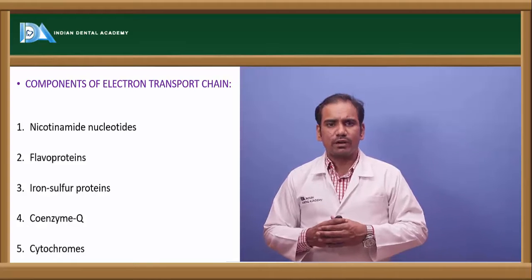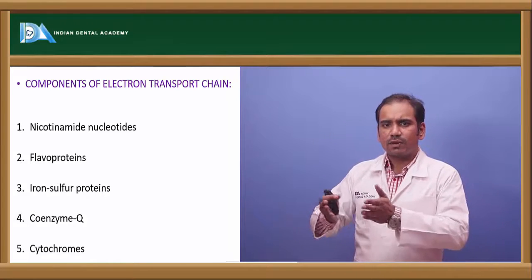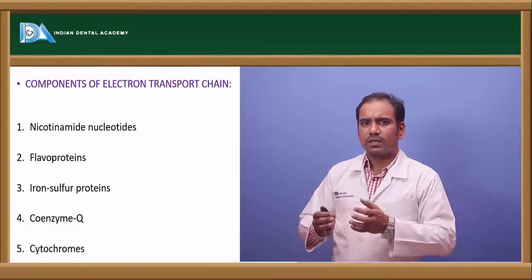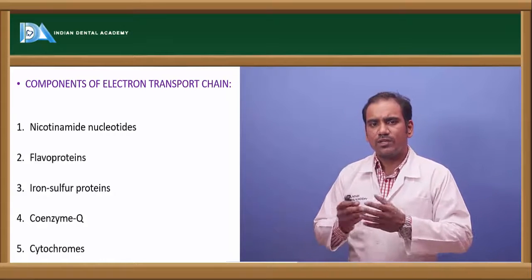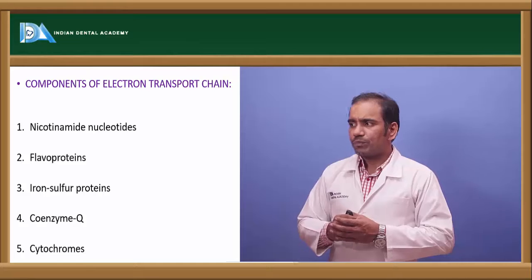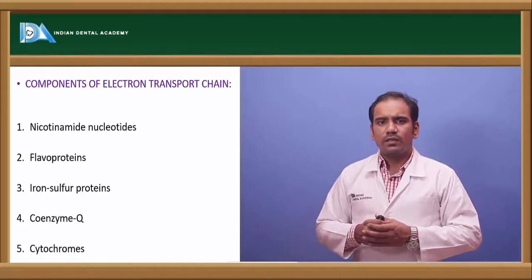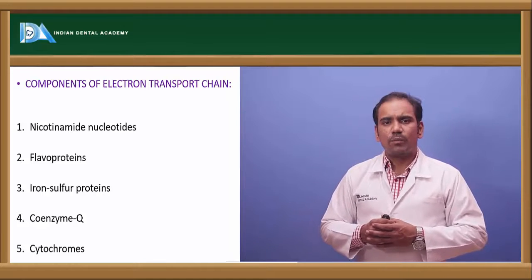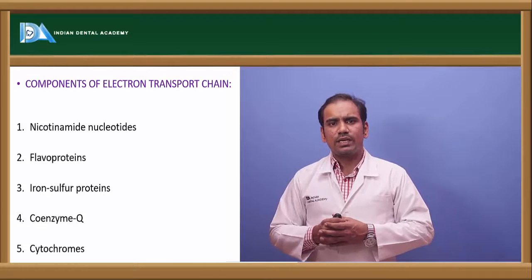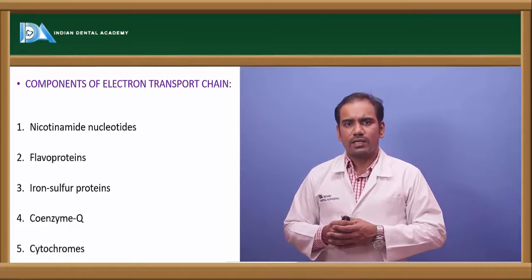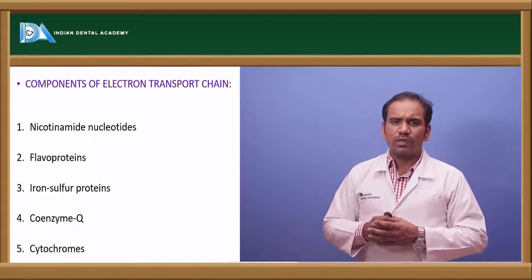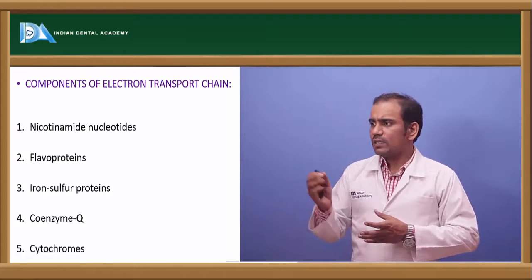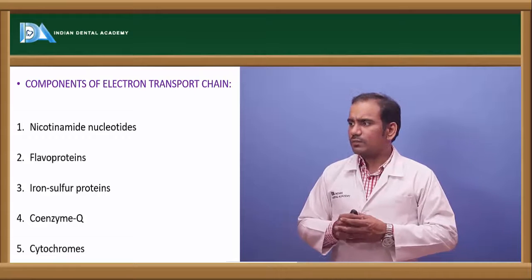Coming to components of electron transport chain. We discussed that there is a series of electron carriers in the electron transport chain, and those carriers are nothing but enzyme complexes. Those enzymes have different components. The most important component is nicotinamide nucleotides. When you see complex 1, it has NADH. NADH is the coenzyme form of niacin, right? So this is nicotinamide nucleotide. NAD, nicotinamide adenine dinucleotide, is the coenzyme that is present in complex 1.